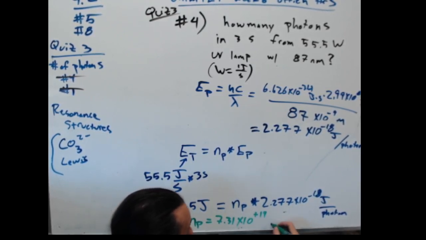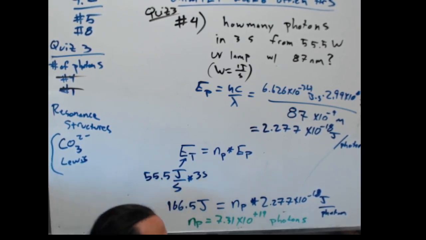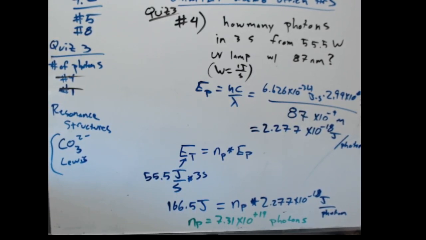Sorry, not joules. Photons. Joules cancels out as a unit, and I end up with a certain amount of photons left over. And it's a huge number of photons, right? I need a lot of photons to add up to that amount of energy. This number of photons is more stars than in our galaxy.